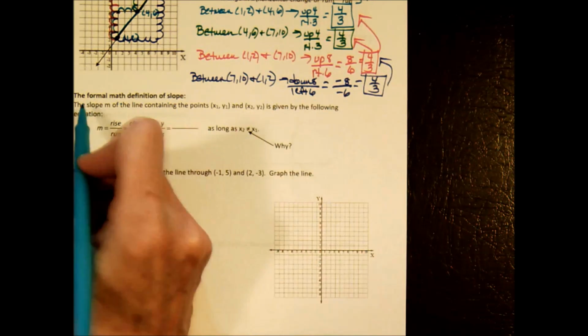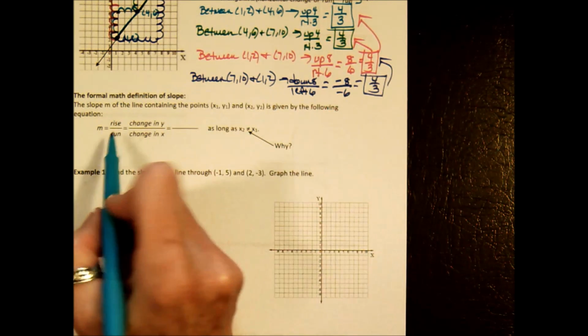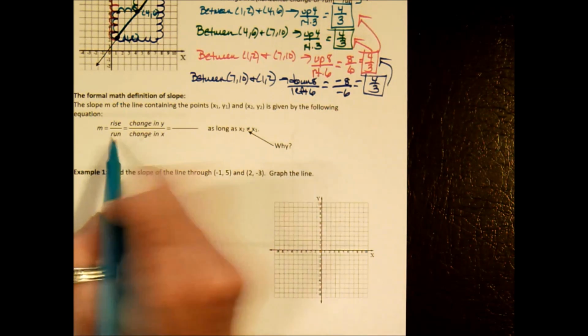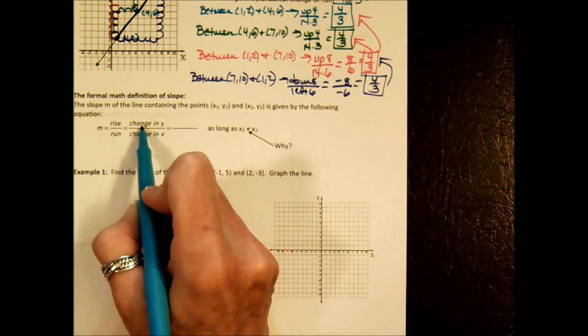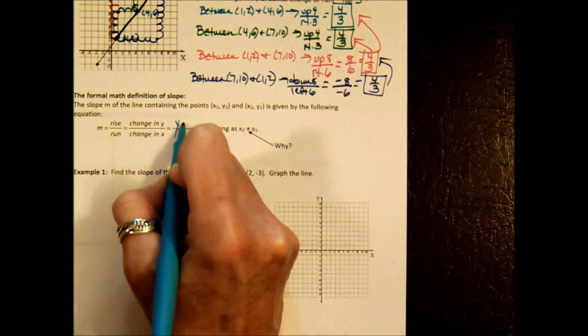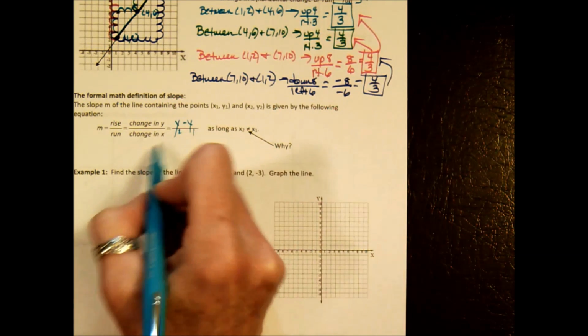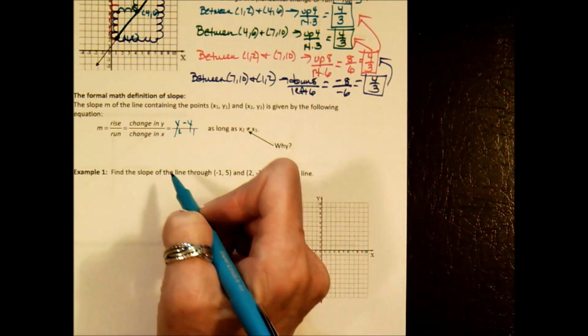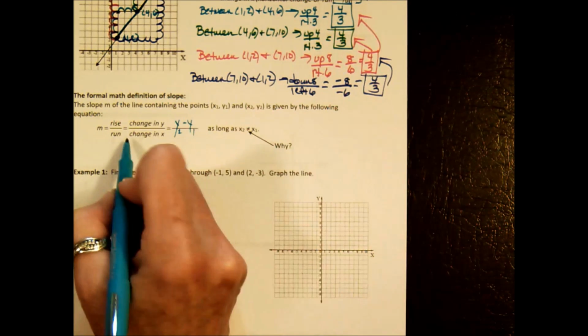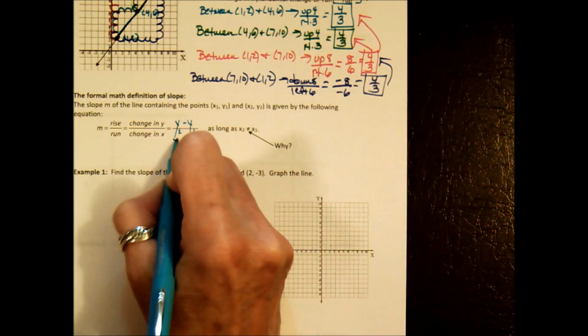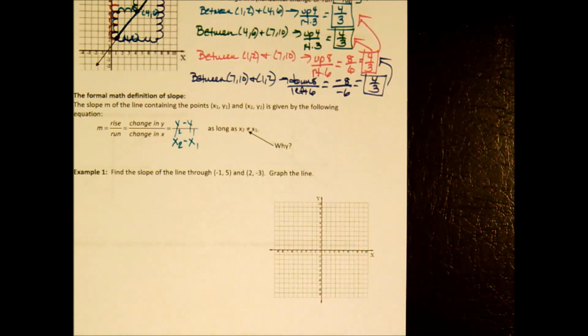So there is a formal math definition of slope. We know that rise over run is part of it, but we also know that rise is how does the y change. So that is y2 minus y1. Those little subscripts just mean first and second. So second y minus first y, divided by change in x, which is x2 minus x1.